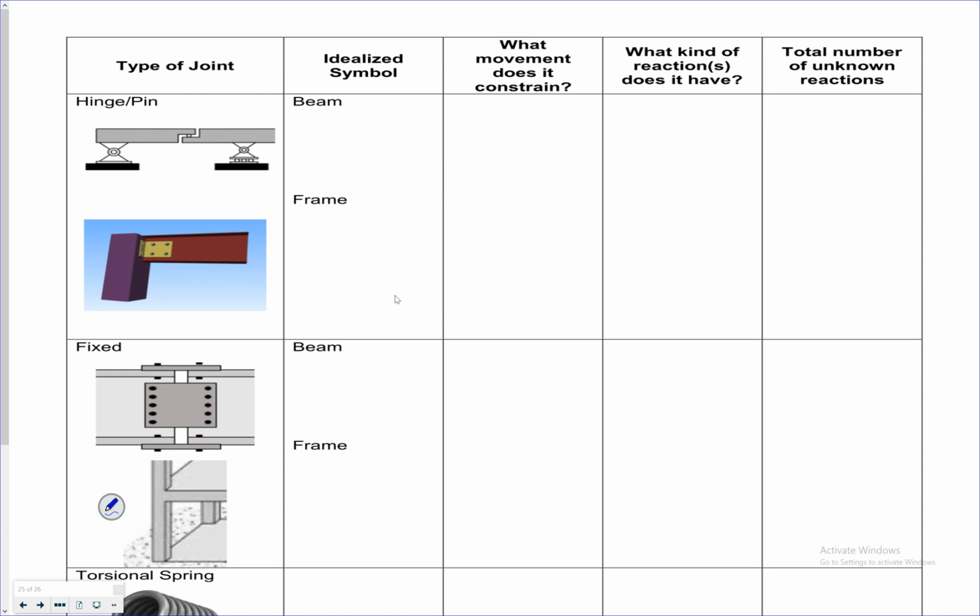If you're looking at different types of joints, if we have a hinged or a pin joint in a beam or a frame, we're going to draw that with a big old dot. That's connecting two beams or connecting a beam and a column. What movement does this constrain? Deflection in the X direction and deflection in the Y direction. So we're transferring forces in the X direction and the Y direction. 1, 2 unknowns.